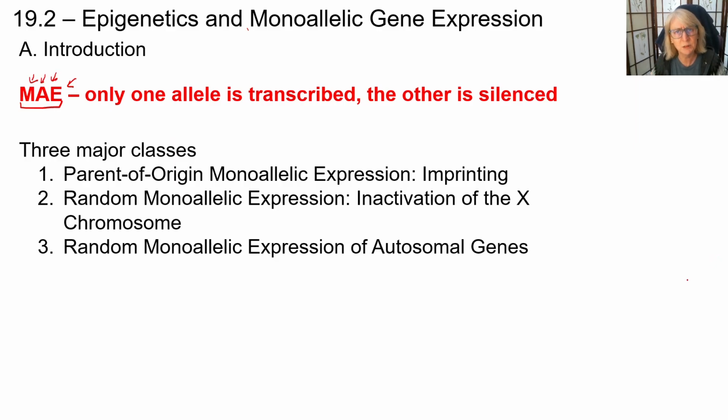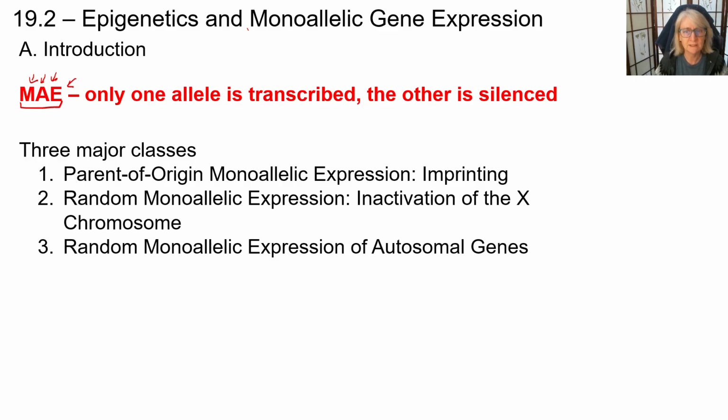And conceptually, this is kind of an easier topic, I think, than the last one. You don't need two copies of every gene in order to be a normal functional human. For several of your genes, particularly things that regulate growth and development, you only need one copy. Two copies is too much. There are three ways that this is regulated. Either, depending on which parent gave you the gene, you use one parent and not the other.